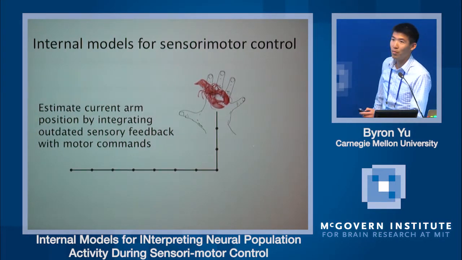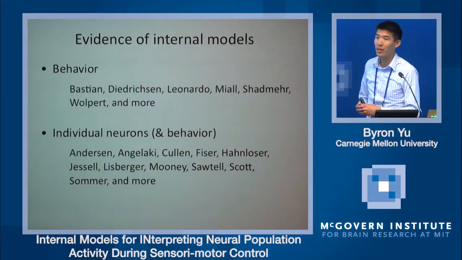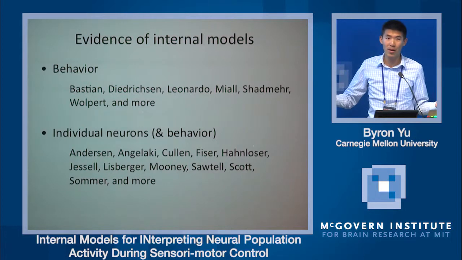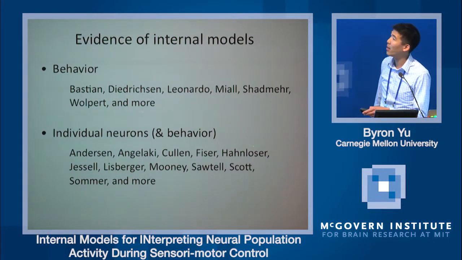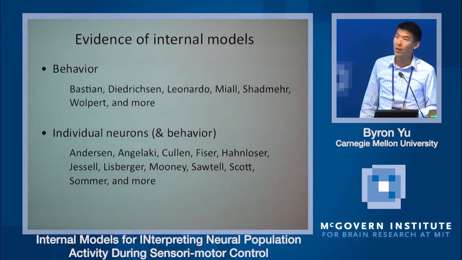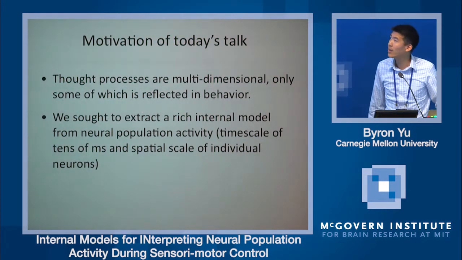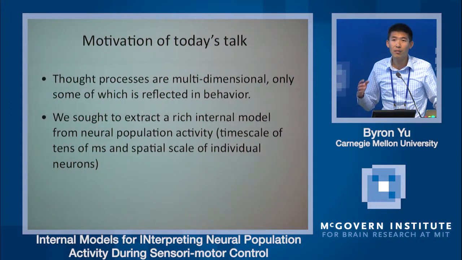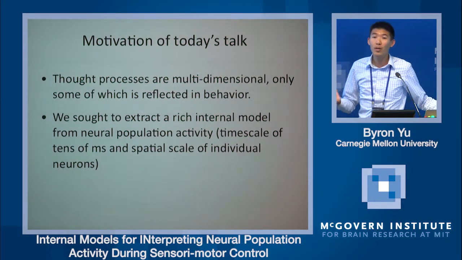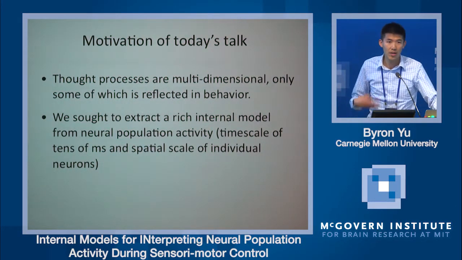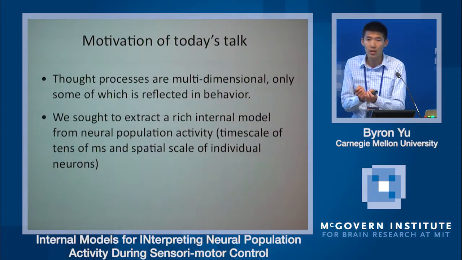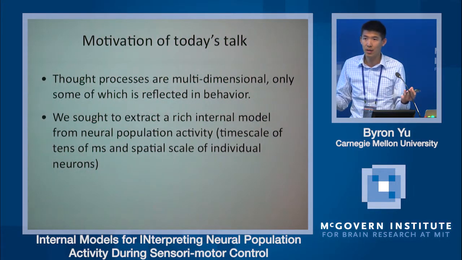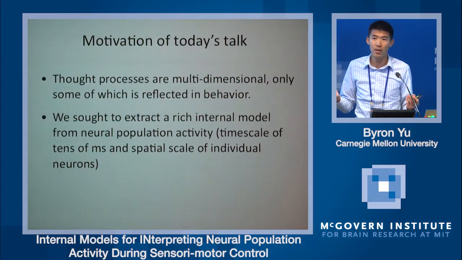All right, so many people have studied internal models in the field, and many of them are here in the room today, right? Many of these studies have been on the level of behavior, and on the level of single neurons with behavior. So the motivation for today's talk is the fact that we know that thought processes are multidimensional, and presumably, the internal models also operate on these multidimensional thought processes. But if we look at behavior only, then that's sort of a low-dimensional readout of what our brains are doing, right? And a similar story is true with single neurons.